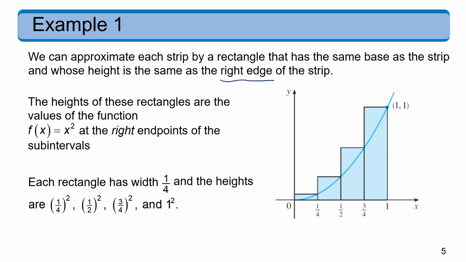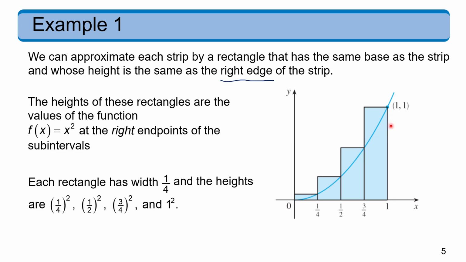What I mean by that is, let's look at this third rectangle. The subinterval goes from 1/2 to 3/4. So what we want to do is go to the right edge, which is at 3/4, and go up until it hits the curve, and that's where we're going to put the top. And we do the same for all 4 of them. The first interval is 0 to 1/4. The right edge is at 1/4, so we move vertically until it hits the curve. That's where we're going to put the top of that rectangle. So we've done that for all 4 of these.